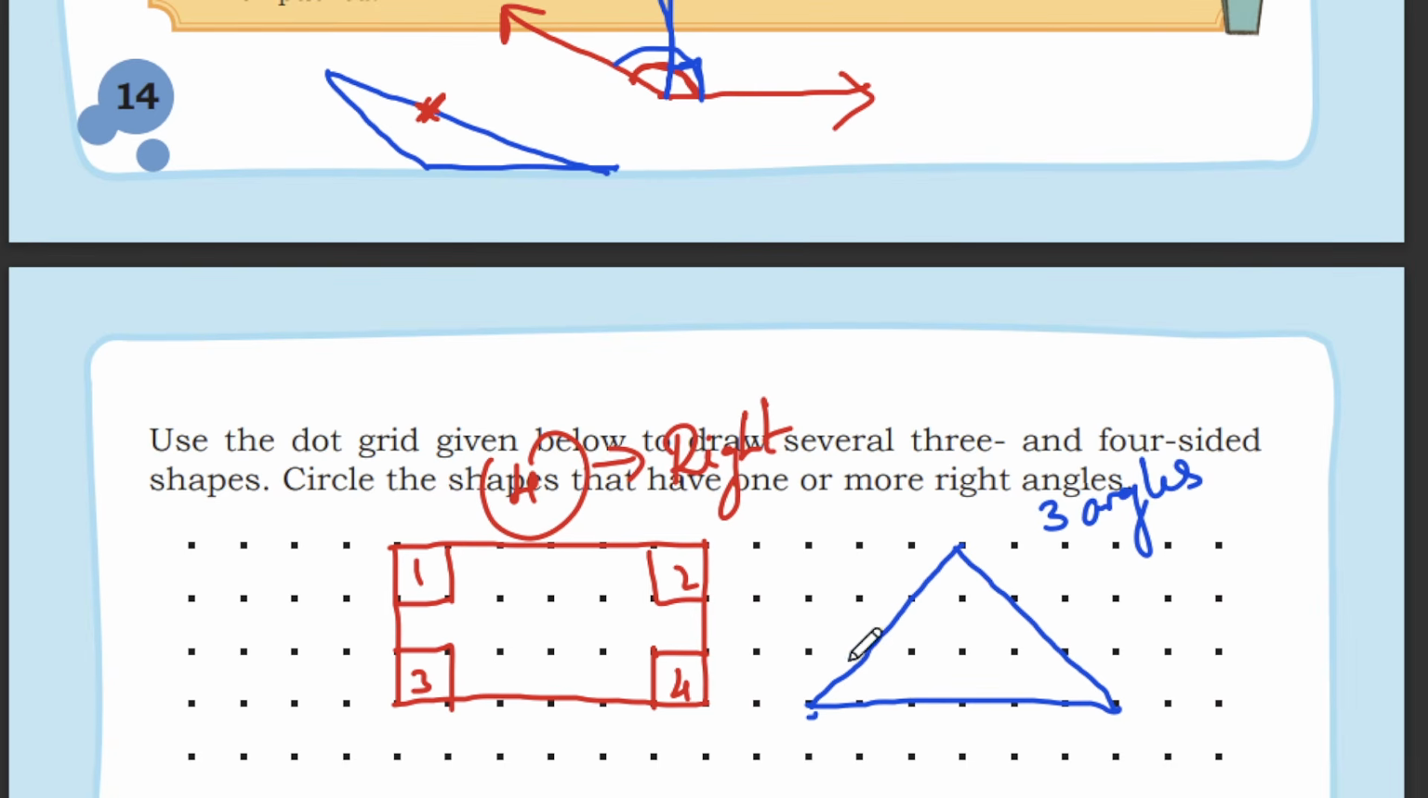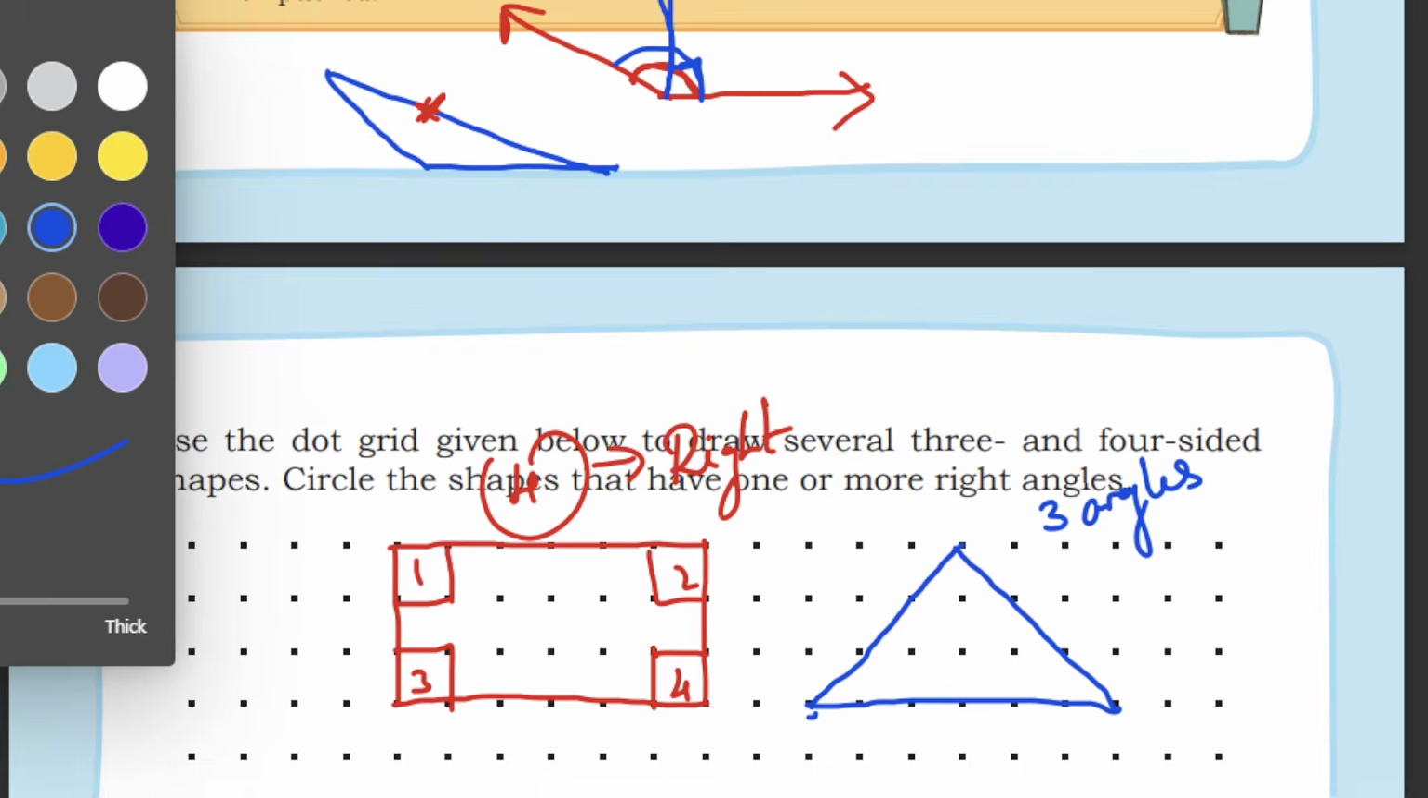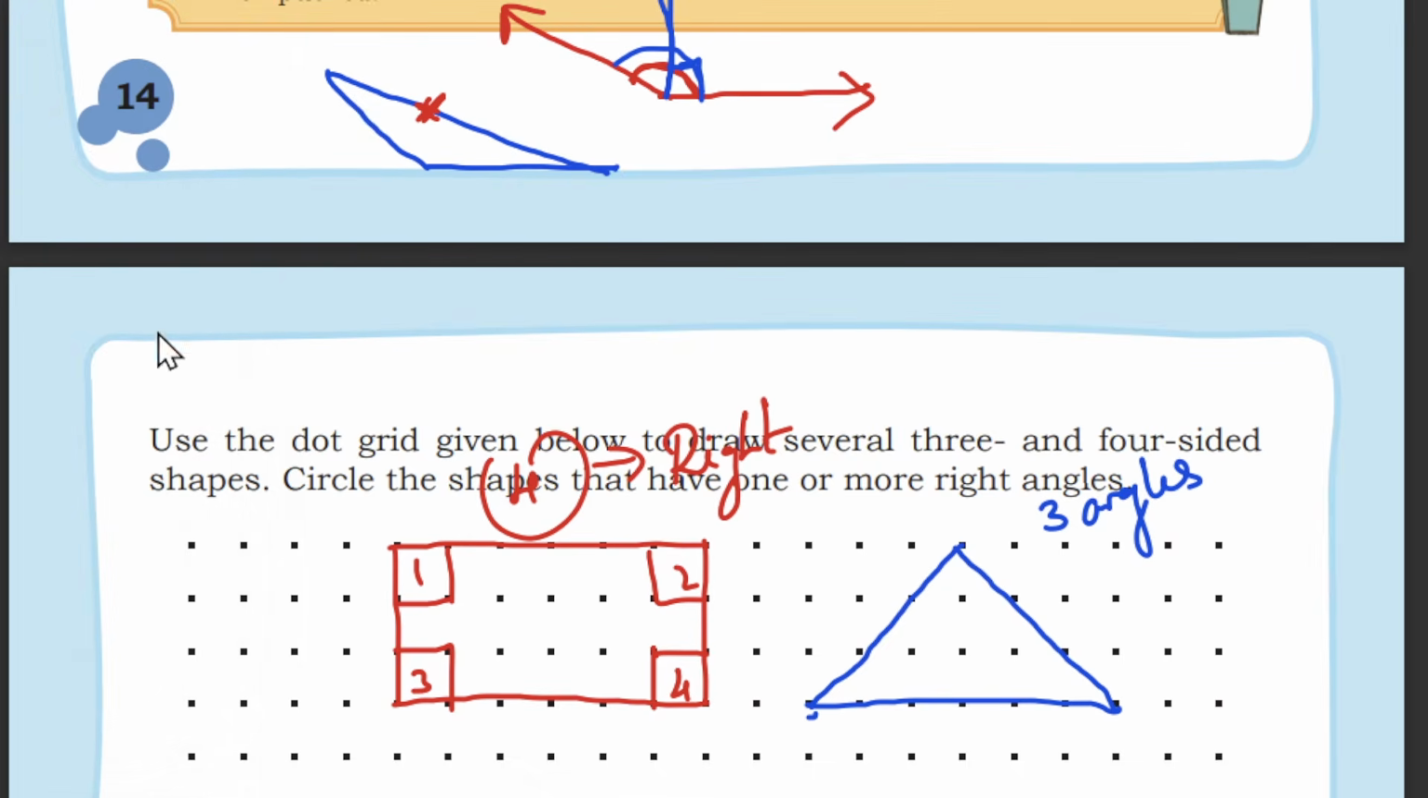And that can be a right angle. If you see this one, I'll use a different color to show you a right angle. So here, this one is a right angle. So we have a right angle, and when you see this angle, it's an acute angle, and when you see this angle, it's an obtuse angle.